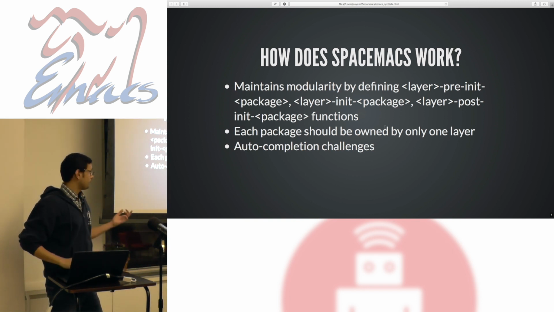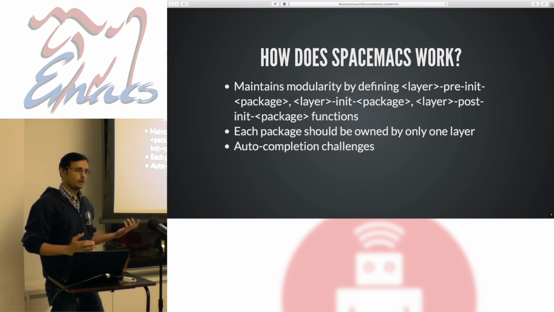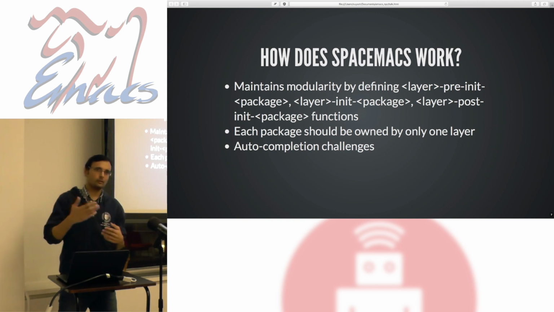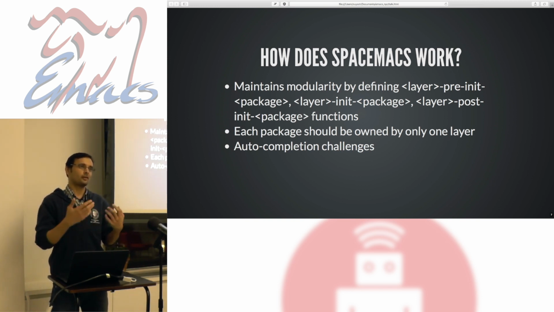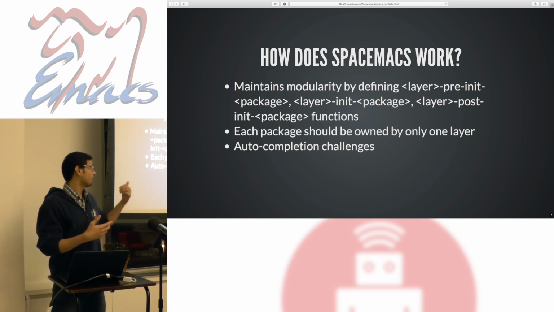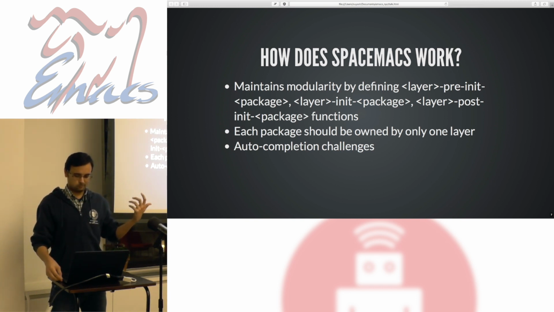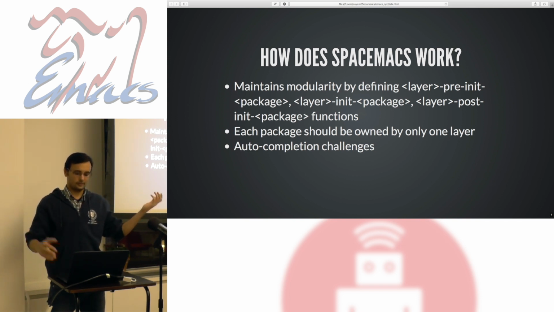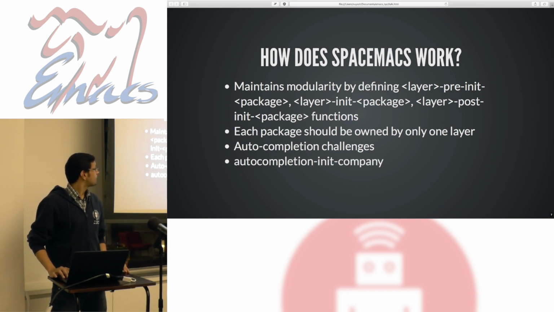So if one layer owns company, and you also want to include it in Python, you cannot. The layer that owns company cannot define company for all possible languages. There are thousands of languages, and you cannot really configure company to be present in all of those languages or all of those layers at the same time. You lose modularity, right? So how does Spacemacs achieve modularity?